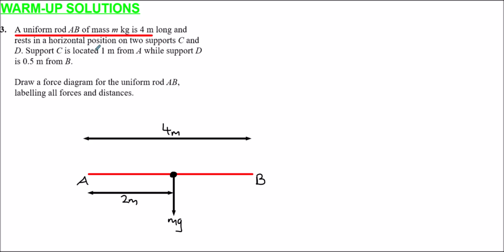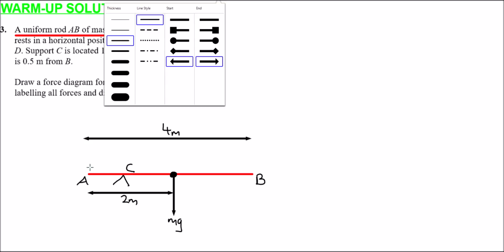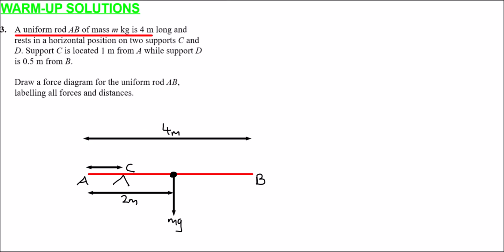So C is 1 metre away from A. So I'm just going to draw in here that I'm going to call that C, and that's 1 metre away from A. So labelling this in here for distance, that's 1 metre away. And there's another support D, which is half a metre away from the other end B. So I'm going to call this here D. And that tiny distance at the end is just 0.5 metres.